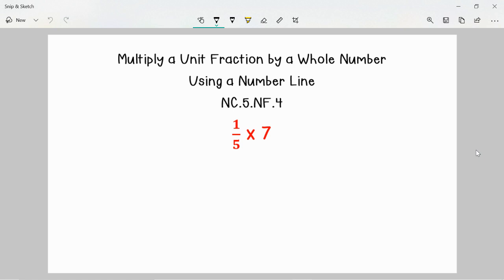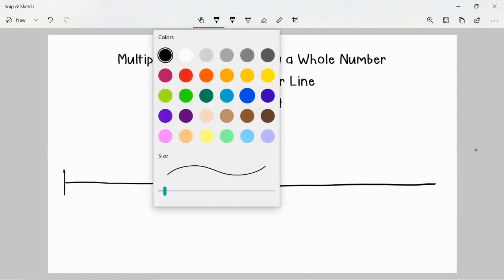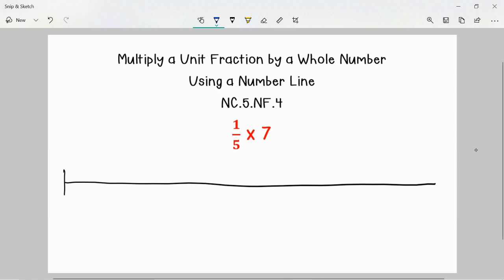To begin to solve using the number line, I'll draw an open number line. I'm going to begin at 0. And I know this expression 1/5 times 7 means that we have 1/5 7 times. So I'm going to show hops of 1/5, and I'm going to do that 7 times to find the product. So first I'll make a jump of 1/5, and I know that would be 1/5.